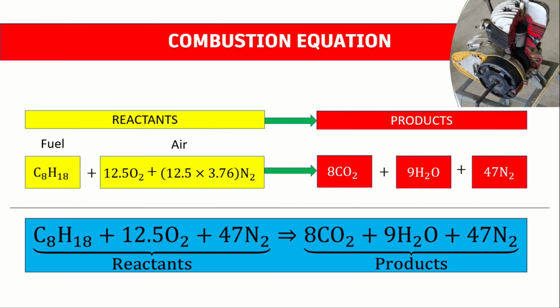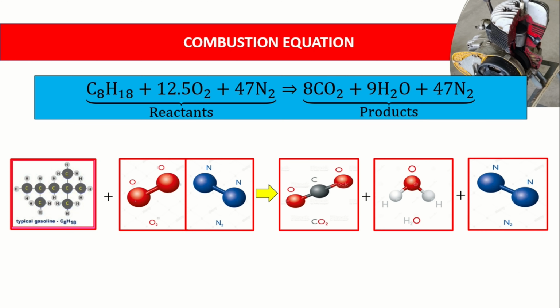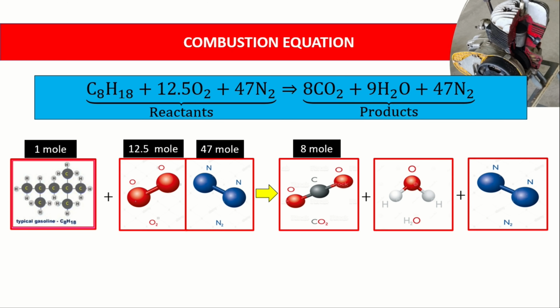So, you can see here C8H18 plus 12.5 O2 plus 47 N2, the reactants, gives 8 CO2 plus 9 H2O plus 47 N2, the products. So here we can see 1 mole of fuel requires 12.5 moles of oxygen and 47 moles of nitrogen. 8 moles of CO2 is given as a product, 9 moles of H2O is given as a product, and 47 moles of nitrogen comes out. This is the combustion equation.